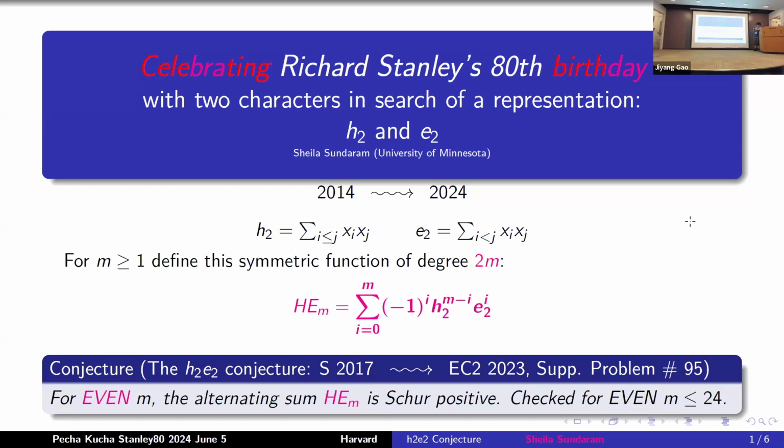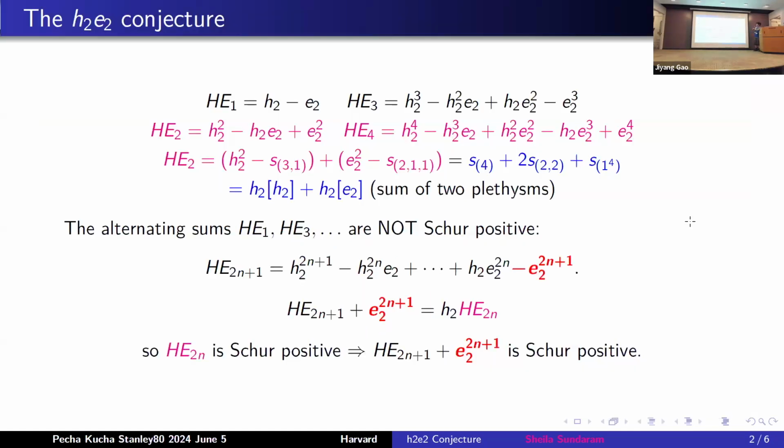So this is a story about two characters that I think we know, introduction to H2 and E2. I'm defining this symmetry function. It's an alternating sum. And my conjecture is that when m is even, the alternating sum is actually Schur positive. So I made this conjecture. It was actually in 2018, and it somehow found its way into Richard's supplementary problems, which I've forgotten about. But anyway, here's a list.